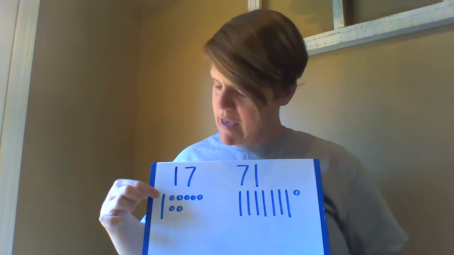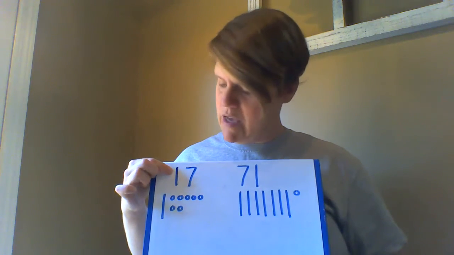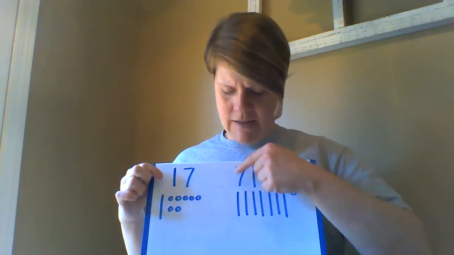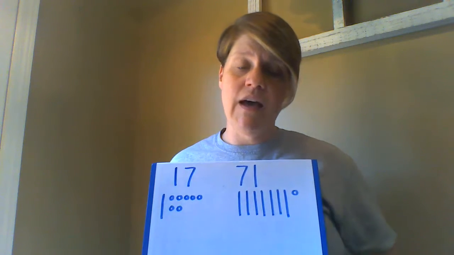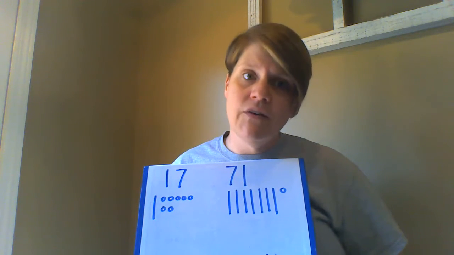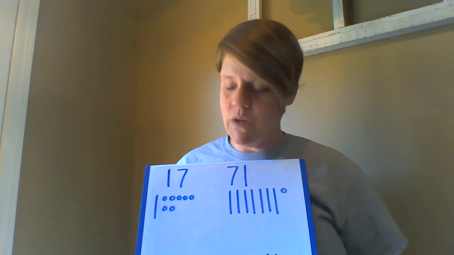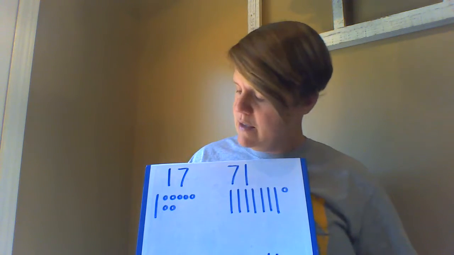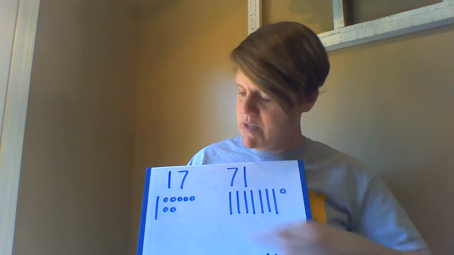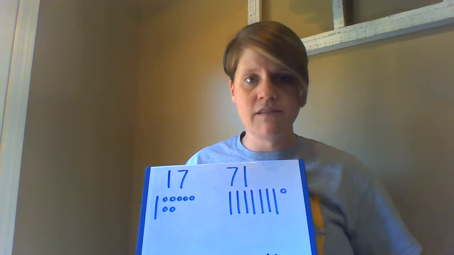And remember to look at what comes first. Okay? 1 is first in this number, and 7 is first in this number. So that tells us, too, that they're not the same. So when you work them out, you can see how they are different. So 17 and 71 are not the same.